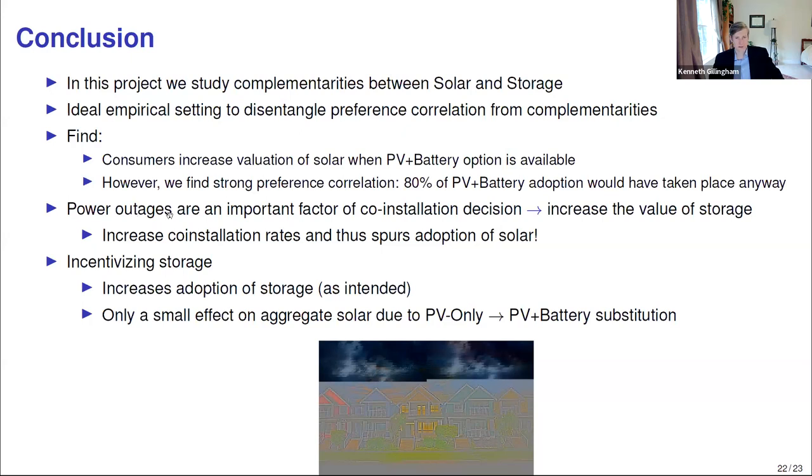But power outages appear to be a very important factor in the co-adoption decision. They clearly increase the value of storage, increase the co-installation rates, and thus spur the adoption of solar. In California, it's an even stronger effect, and California is at a higher base level already of co-adoption. And incentivizing storage increases adoption of storage as intended. It has only a small effect on aggregate solar. If you incentivize storage, a bunch of people are going to be switching from PV only to PV and battery. And then there are some people who would not have bought PV at all, who are incentivized to co-adopt because of the more affordable PV and battery option.